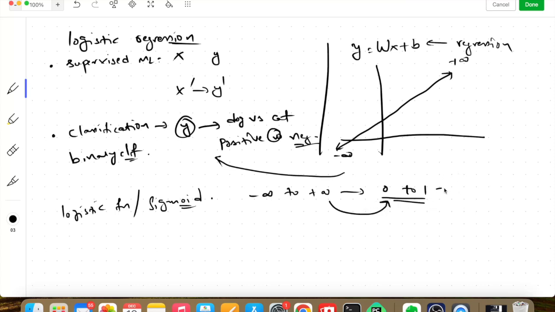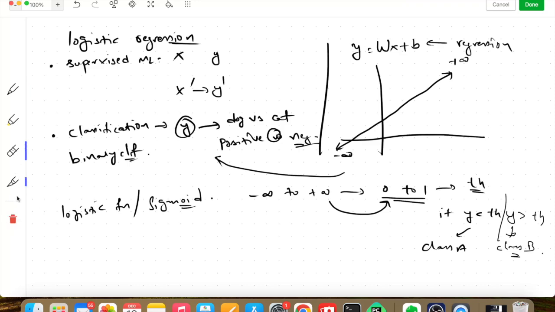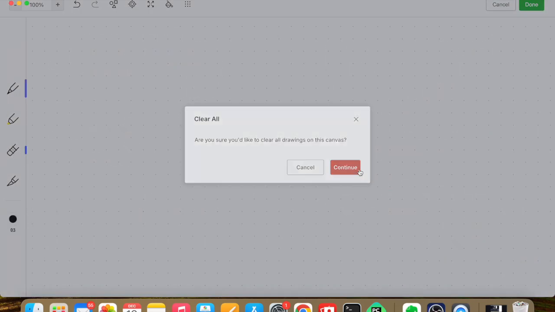Then we can put some threshold th such that if the target y is less than this threshold, then we can classify it as class A, or if the y value is more than the threshold, we could say class B. So this is the basic essence of logistic regression. So now we'll first understand what this logistic function is.